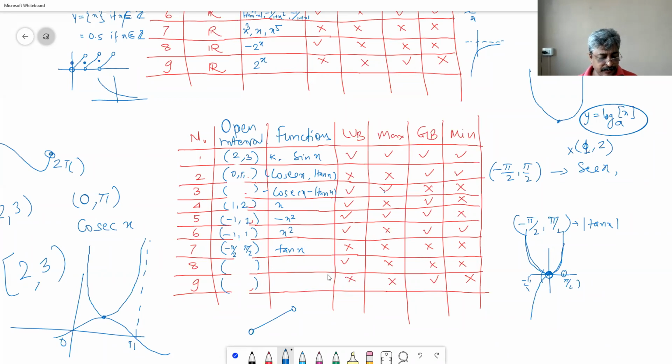8th. You don't have max, GLB and minimum, but only LUB. For tan x between minus pi by 2 and 0.